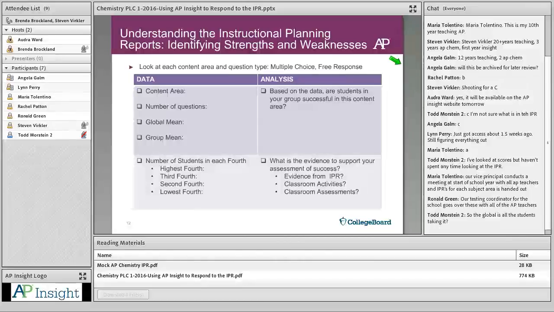So you want to be focusing on just content area, right? How many questions were they asking? What was your group's mean versus the global mean? And then really, where were your students doing a really great job and where were your students having some struggles? That's going to let you then make some decisions about what you want to do next time. And so what kinds of activities did you do? What kinds of things might you want to change?